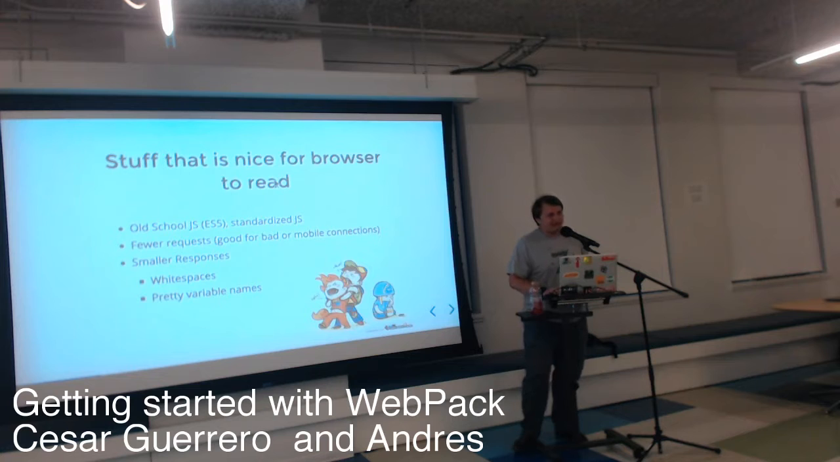And what is the stuff that is nice for your browser to read? First, old school JavaScript, ECMAScript 5. You will know that most of the browsers now will run ECMAScript 6, but they prefer to use the standardized JS from the last couple of years, that is ECMAScript 5. So it will be nice to turn all your new code, your JSX files or Vue files, into ES5.